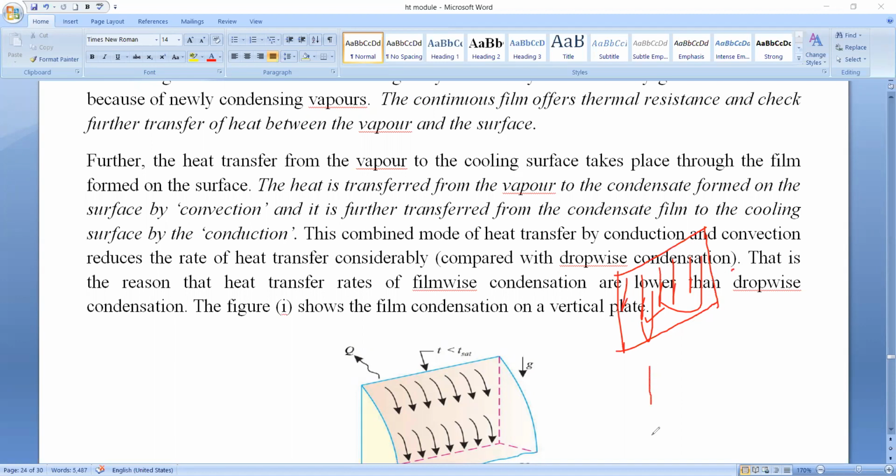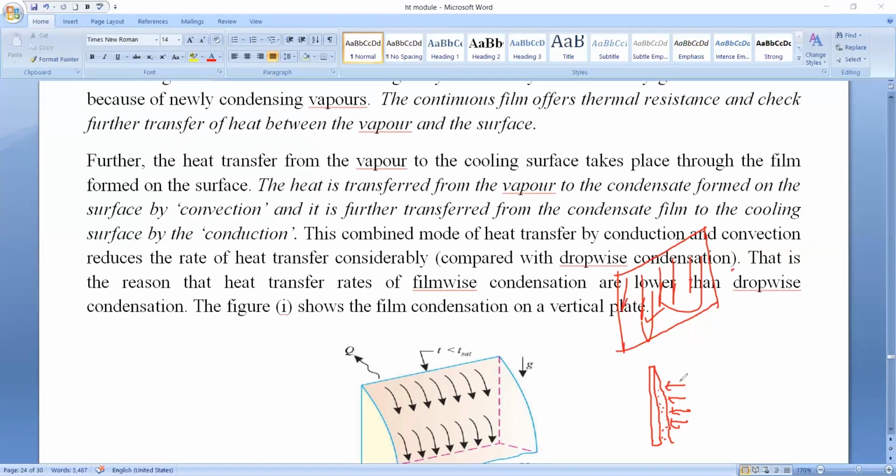Now if we consider this side view, let me consider this as a solid plate whose surface temperature is Ts, and this is the film which is formed over the surface of the wall. Now the vapors which are coming into contact with this film, there is a heat transfer. Initially there is a heat transfer from vapor to this film by means of convection.